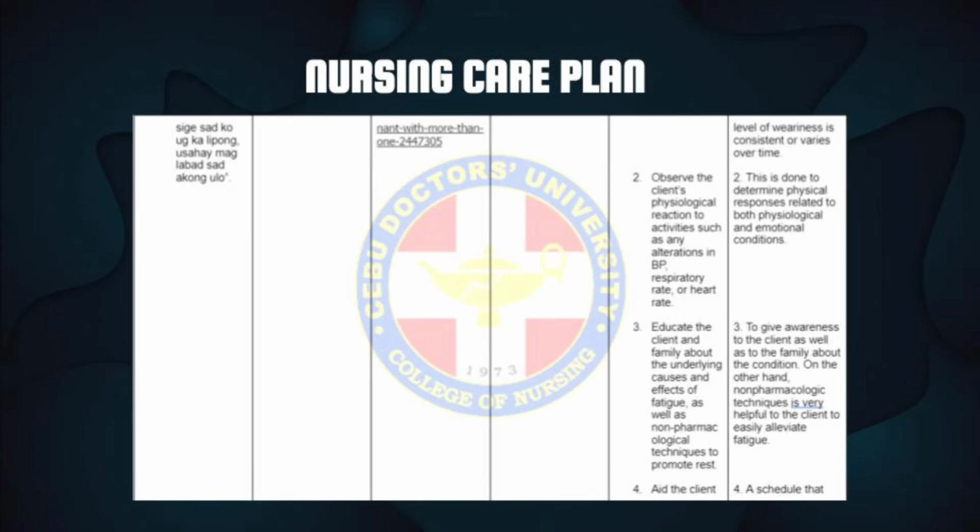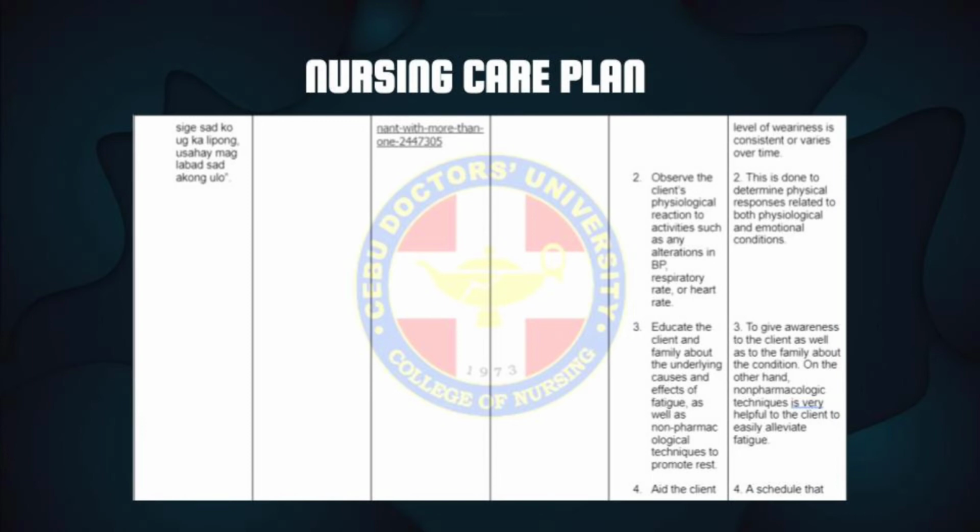The second nursing intervention is observe the client's physiological reaction to activities such as any alterations in BP, respiratory rate, or heart rate. This is done to determine the physical responses related to both physiological and emotional conditions. The third intervention is educate the client and family about the underlying causes and effects of fatigue, as well as non-pharmacological techniques to promote rest. This is to give awareness to the client as well as to the family about the condition. On the other hand, non-pharmacological techniques are very helpful to the client to easily alleviate fatigue.